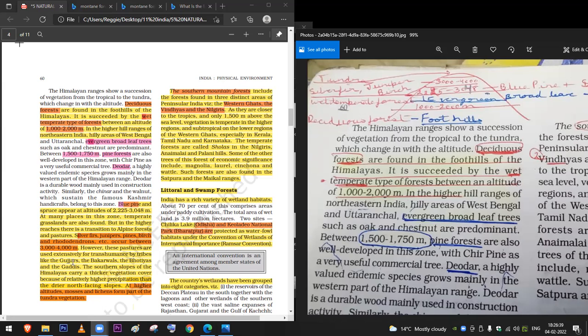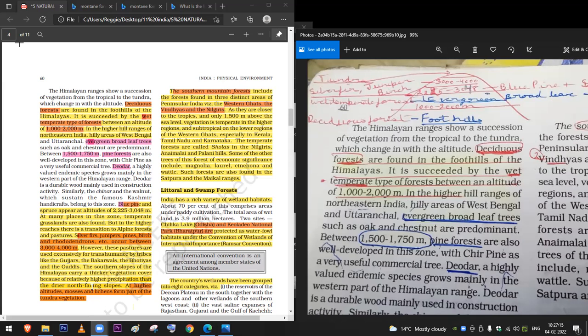Then 3400 meters, this means at this particular height you find silver fir, juniper, and birch. So this particular figure will help you understand the whole thing, though it may not be very clear, but this will become the base, and I will give you this particular figure separately also, so you can easily understand. This figure will become the base for all this. And then it says at higher altitude, moss and lichen will form a part of this particular vegetation.